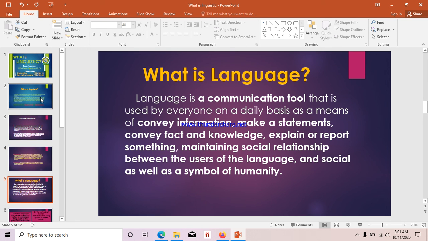What is language? Language is a communication tool that is used by everyone on a daily basis as a means of convey information, make statements, convey fact and knowledge, explain or report some things, maintaining social relationship between the user of the language and social as well as a symbol of humanity.